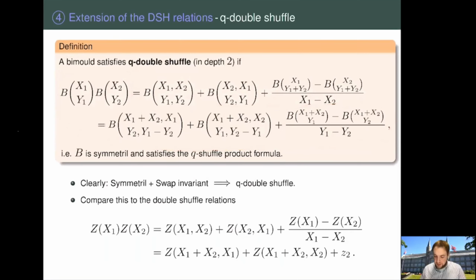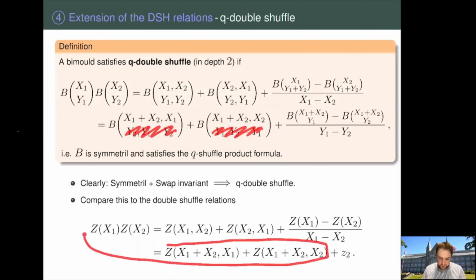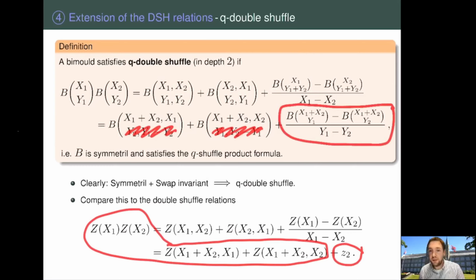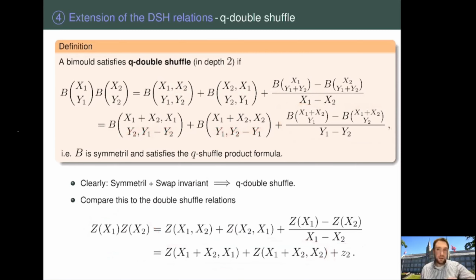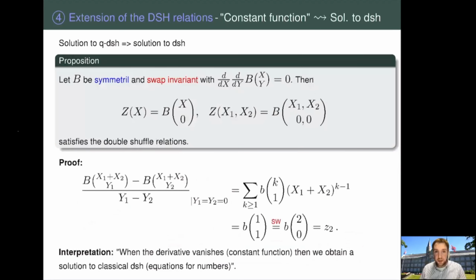And if you, again, at this line here, forget the y, then you somehow see why this corresponds to the shuffle product, because the x part is exactly the same. But here, this extra term, z2, is now somehow hidden in this thing here. And yeah, maybe my time is almost up, but what I want to say is that the variant we are interested in are B-molds, which are symmetrial and swap invariant.